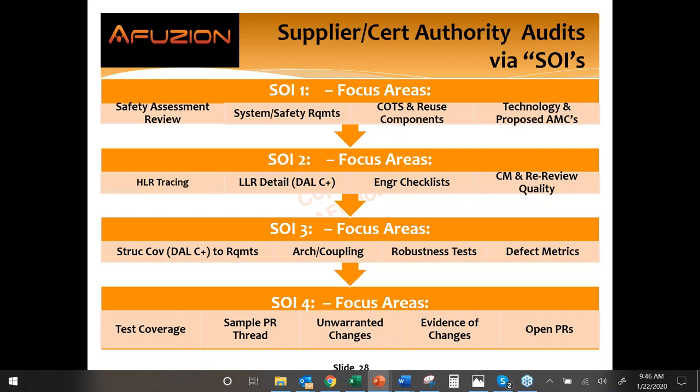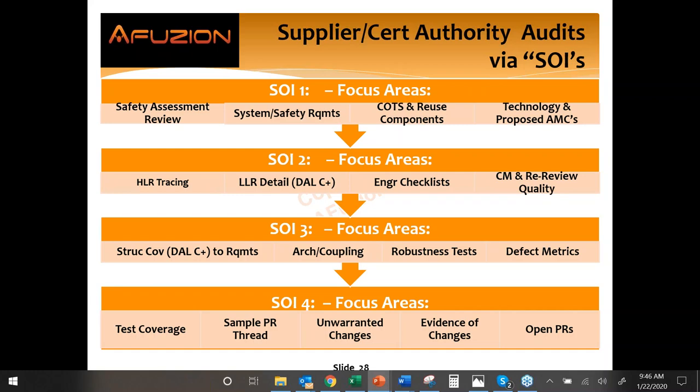Then SOI-4. SOI-4 is really interesting. It's about test coverage on changes, regression testing, using a sample problem report thread, okay? Look at problem reports. We like problem reports because that shows we have a process to handle them. When you made a change, did you check for unwarranted changes? Did you update the requirement, the design?